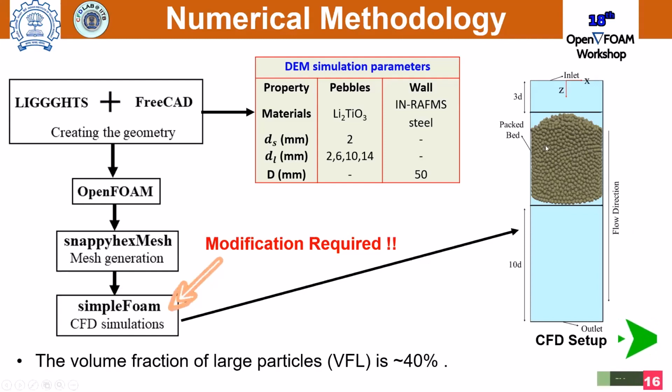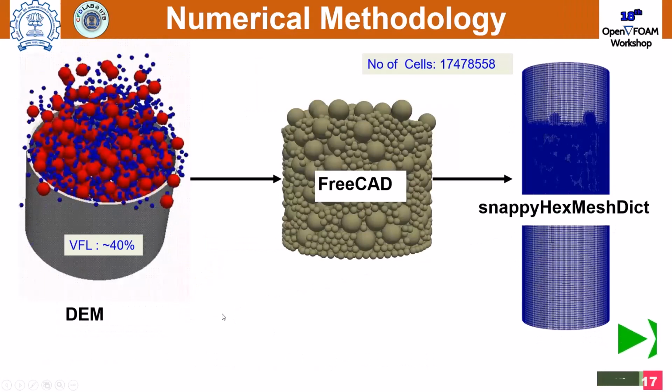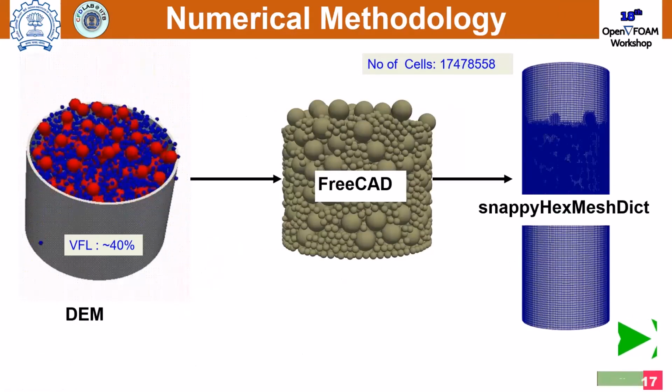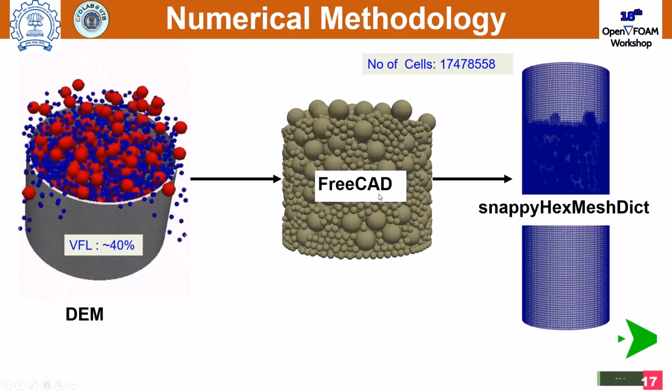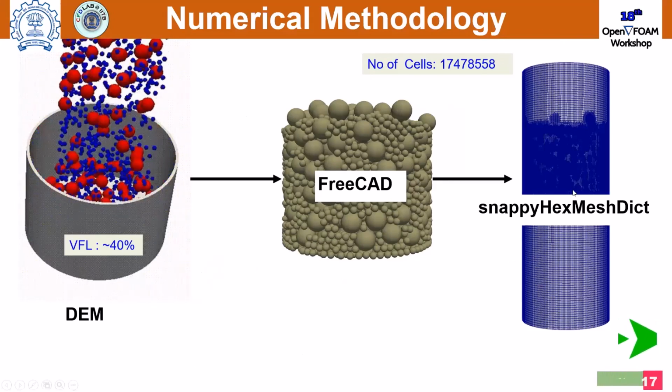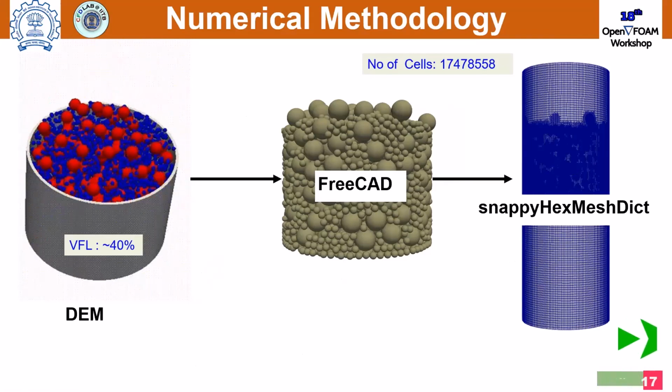So this is the simulation setup, and this is the DEM simulation parameter. Remember here that I am fixing the volume fraction of the large particle. Now this is one test case I am showing for the size ratio 3. Here you can see the DEM simulation, and this is the geometry after using FreeCAD, and this is the complete CFD simulation mesh generation.